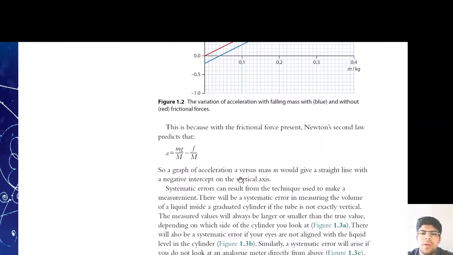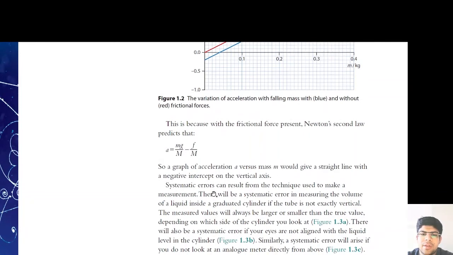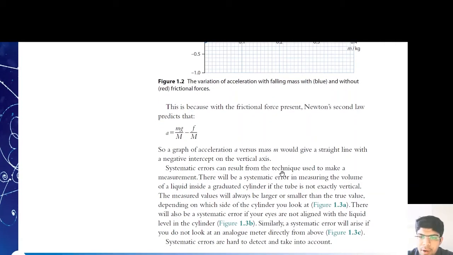A graph of acceleration a versus mass m would give a straight line with a negative intercept on the vertical axis. Systematic errors can result from a technique used to make a measurement. There will be a systematic error in measuring the volume of the liquid inside a graduated cylinder if the tube is not exactly vertical.